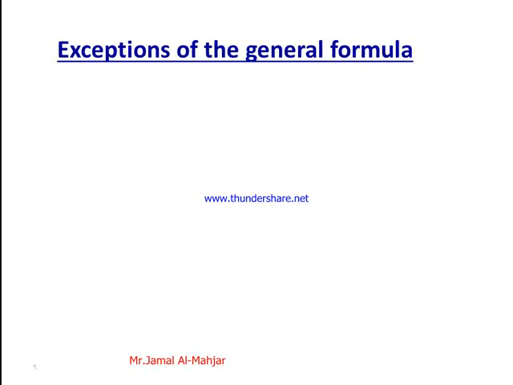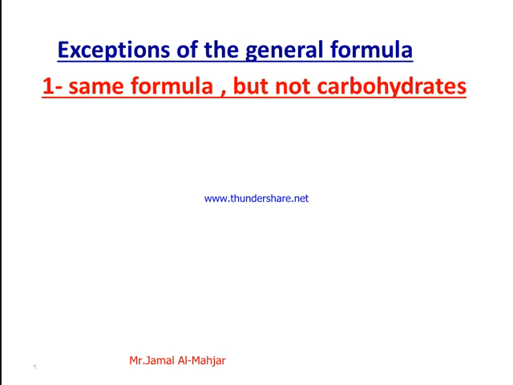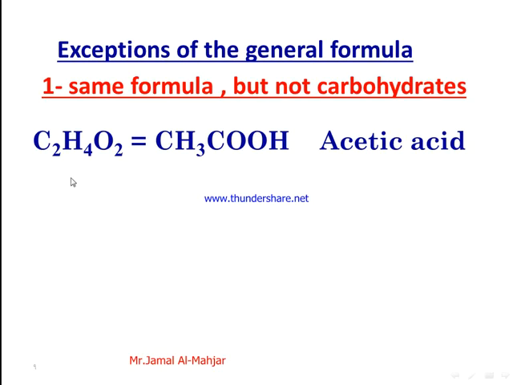What are the exceptions of the general formula of carbohydrates? We know the general formula is CnH2nOn, but we have some exceptions here. This compound C2H4O2 and also CH2O, but it's not in our syllabus. We have only C2H4O2 in the syllabus. It has the same formula, look, the same formula, but it is not a carbohydrate.